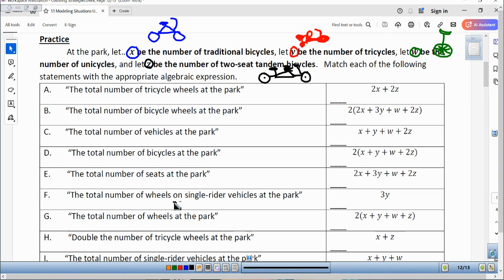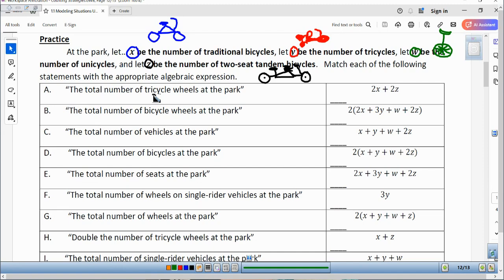So first, we are trying to come up with a way to express the total number of tricycle wheels at the park. And so if I ask that question right now, if I said, hey, how many tricycle wheels are there at the park right now?